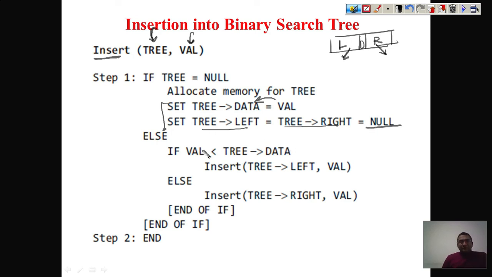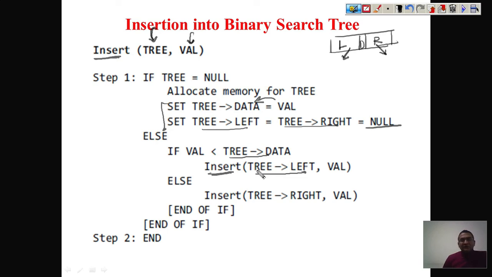Okay, so otherwise, if the tree is not null, meaning when you are going to insert a node and the tree already exists, then at the beginning you will not get this situation. You have to check whether the value you want to insert is less than or more than the root value. If the value is less than the tree data, then you again call this insert procedure and pass the address of the left subtree. This is the same approach we saw in the search procedure.